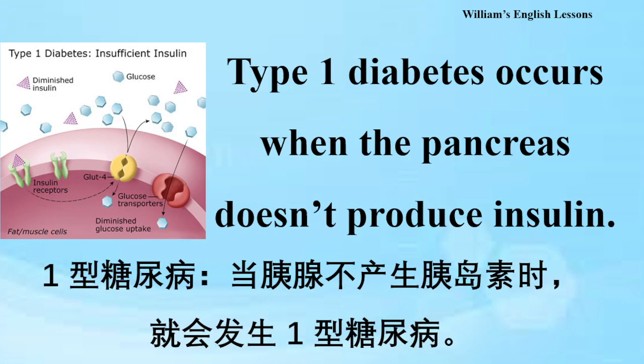When the pancreas does not produce enough insulin, type 1 diabetes occurs. So the purple triangle is the insulin, and the green are the insulin receptors. As we can see, only one of the two insulin receptors has insulin. Now the blue hexagons are glucose. So when the glucose goes into the fat or muscle cells, the insulin is not sufficient to break down the glucose. So there is diminished glucose intake.